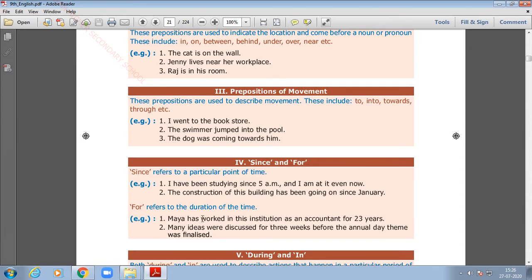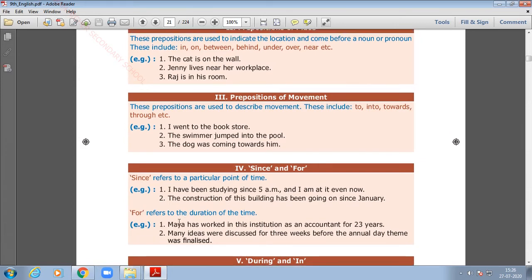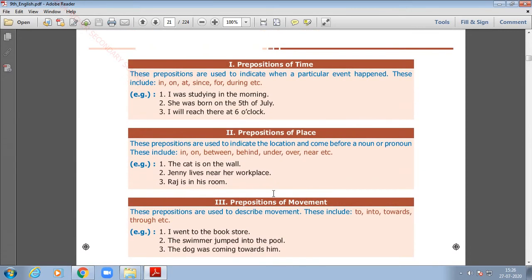Okay, and Maya has worked in this institution as an accountant for 23 years. So it indicates a particular period of time. Many ideas were discussed for 3 weeks, for a particular period of time. Okay, now you will have to remember these prepositions like this.